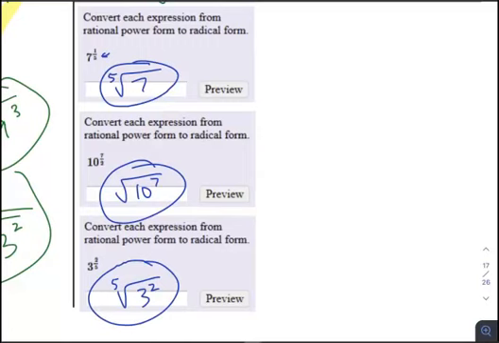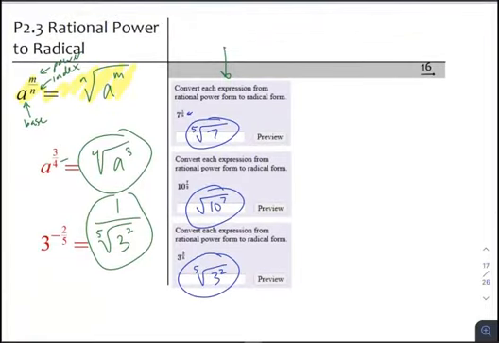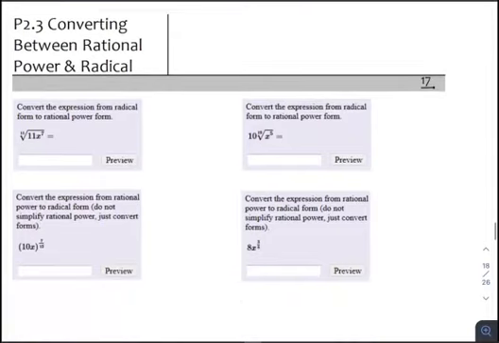So most students don't have too much of an issue with this. The issue comes on this next slide, the ones that are a little more challenging as far as trying to keep track of what's your base, what's your power, what's your index. Okay, so I want you to try, let's do the ones on the left here first. So try these two.